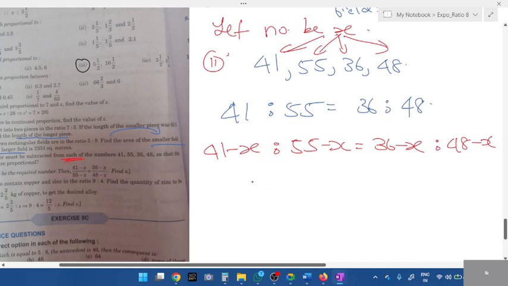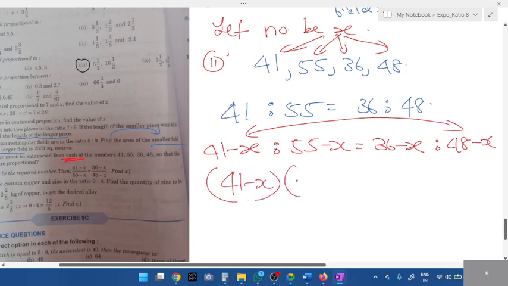How do you solve this question, students? Whenever ratio is given, you can use product of means is equal to product of extremes. What is product of means here? Or let me take product of extremes. 41 minus x into 48 minus x is equal to 36 minus x into 55 minus x. See, this calculation is totally different.